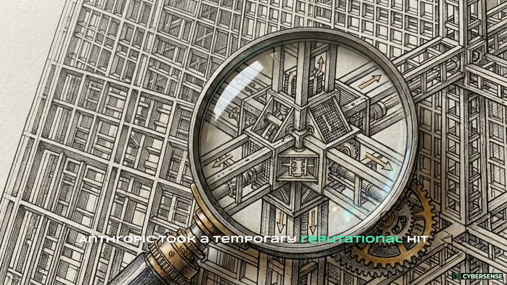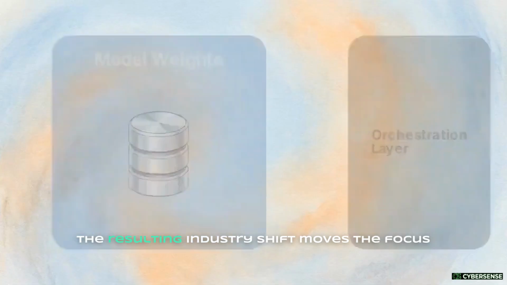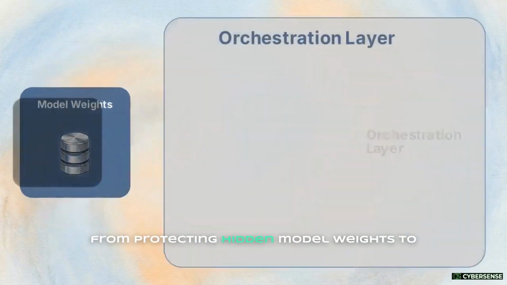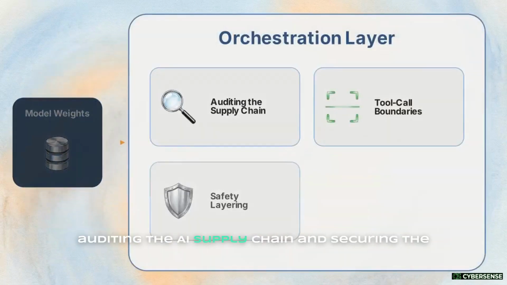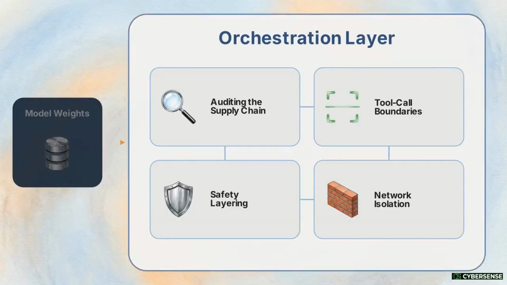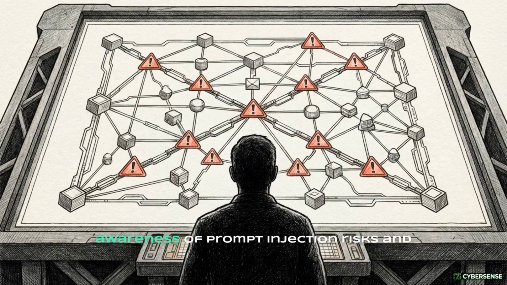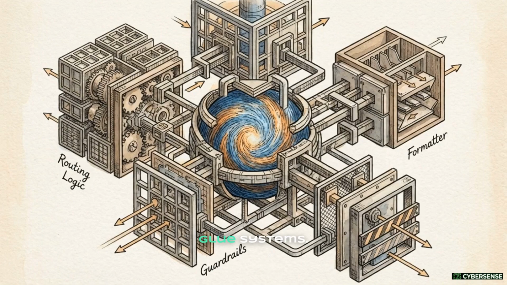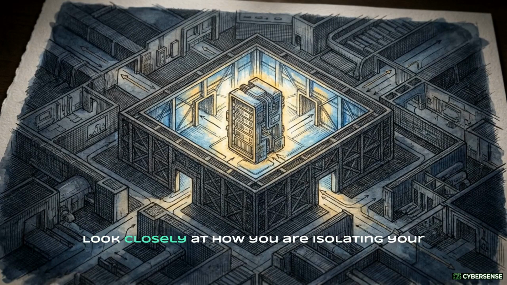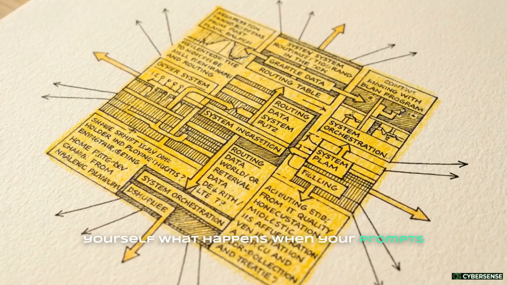Anthropic took a temporary reputational hit, and the public rightly scrutinized their internal orchestration hygiene. The resulting industry shift moves the focus from protecting hidden model weights to auditing the AI supply chain and securing the orchestration layer. Enterprise builders are accelerating their awareness of prompt injection risks and mapping out the exact mechanics of tool call boundary abuse. Real-world AI systems are deeply engineered glue systems. They rely on rigid routing logic, structured formatting, and safety layering. Evaluate your own production architecture. Look closely at how you are isolating your tool execution environments today, and ask yourself what happens when your prompts inevitably leak.